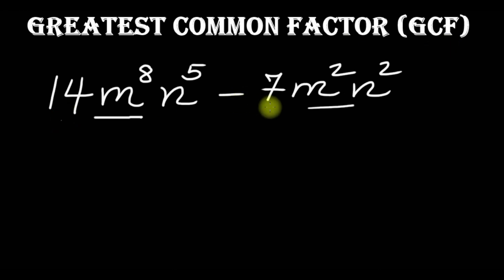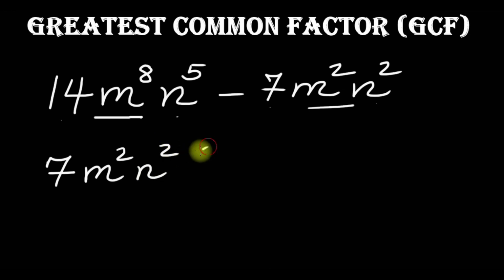So 14 and 7, what's the biggest number that can go into 14 and 7? Well, that's going to be 7. So you can pull a 7 out from both numbers. And then the 7 to the 8, and then 7 squared. Okay, so 7 squared is going to be your greatest common factor. So you're going to be able to pull that out. And then n to the 5th, and then n squared. You're going to be able to pull out an n squared. 7 squared n squared is the greatest common factor for those two terms.